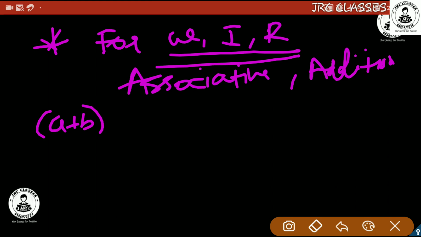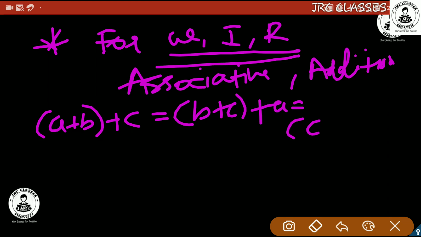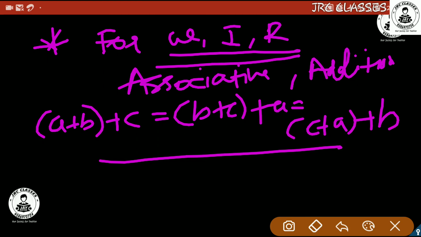A plus B plus C is equal to B plus C plus A is equal to C plus A plus B. Don't forget to write this. Okay, so this is our associative property for whole numbers, integers and rational numbers for addition. Now let's check for the multiplication.